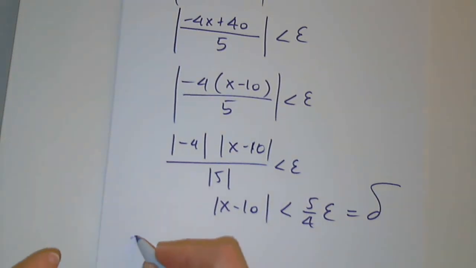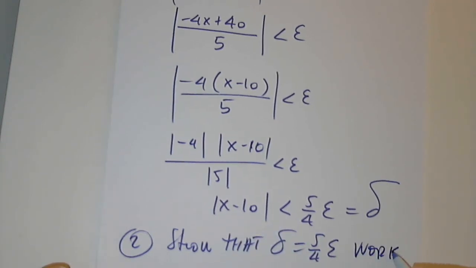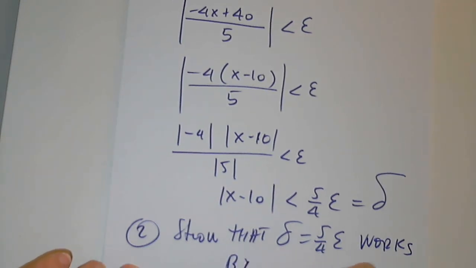And in step 2, show that delta equals 5/4 epsilon works by reversing the steps. So this is a problem of, I don't know, 2 minutes, 3 minutes at the most. I don't want you to spend more than that amount of time on this.